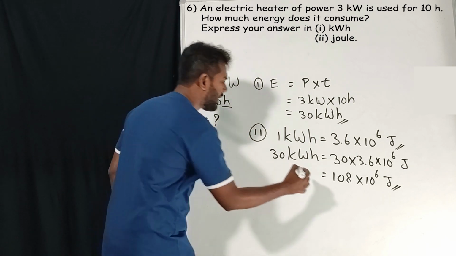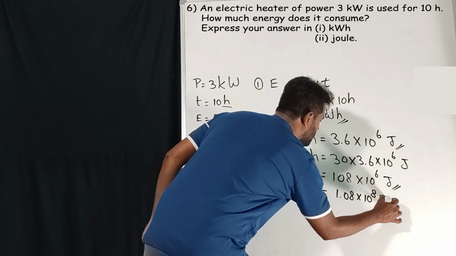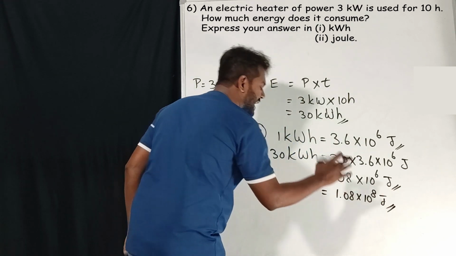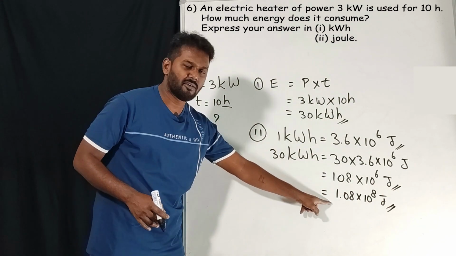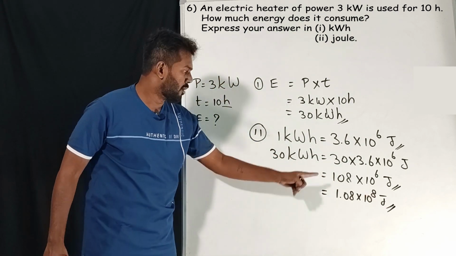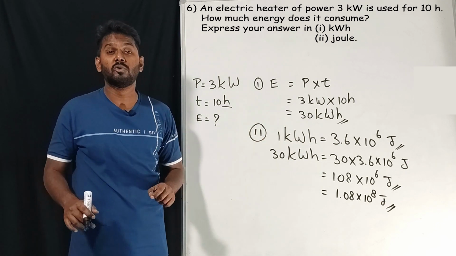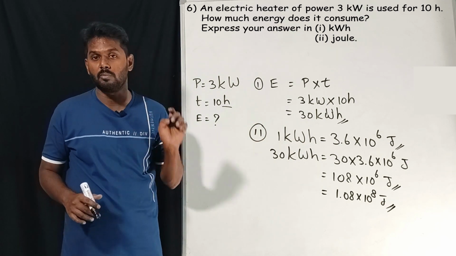In a few textbooks, they will write it as 1.08 into 10 power 8 joules. You can keep it like this or this, anything is fine. In the textbook, they have given it like this, but don't get confused with the power value. If you write either one, you will get full marks. But the proper unit is very much important.